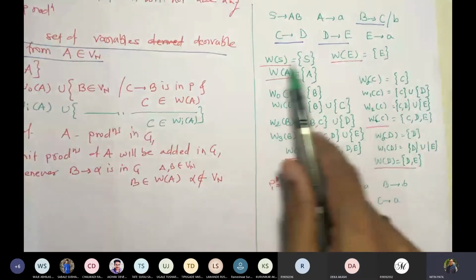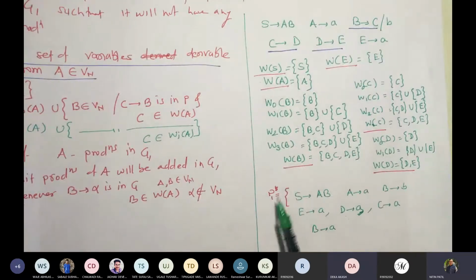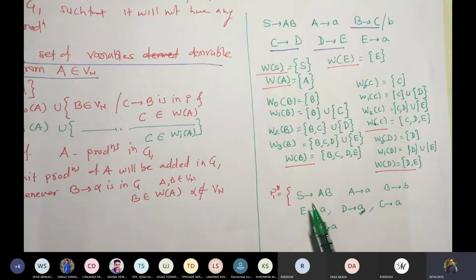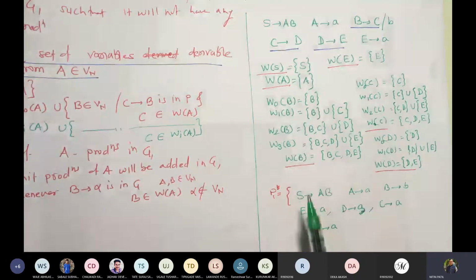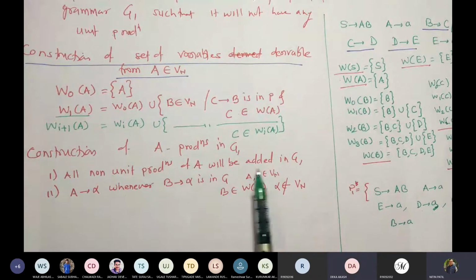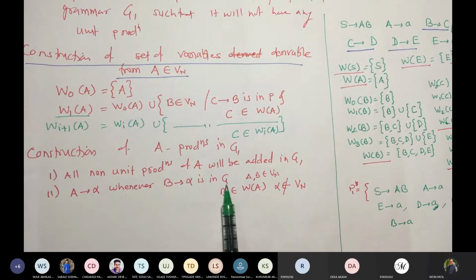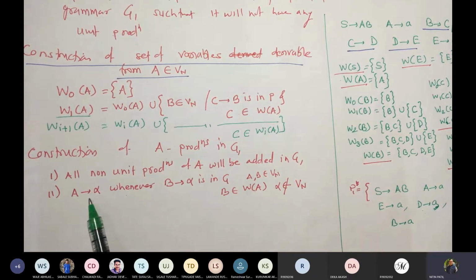So have you understood this construction of W? Yes, sir. Okay. Now the next part would be what? We have to add productions for every variable which is available. So the first step would be what? All non-unit productions of A for every variable A will be added in the new grammar G1, the equivalent. Now we will add A gives alpha whenever there is B gives alpha in G. This will not be there in the given grammar G. This would be given in the given grammar G. B gives alpha, such that this alpha is not a variable. Moreover, this B belongs to W of A.